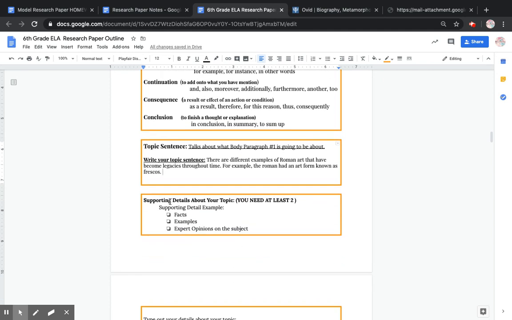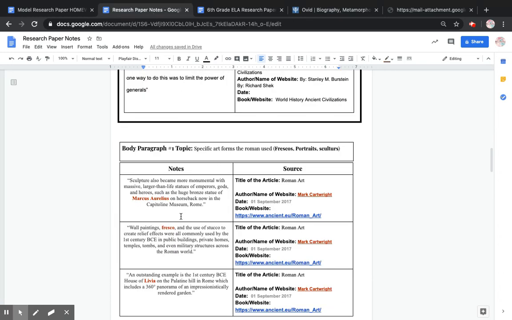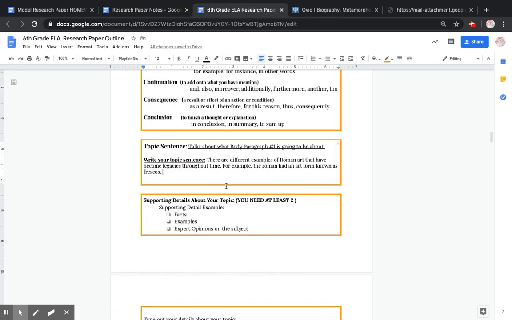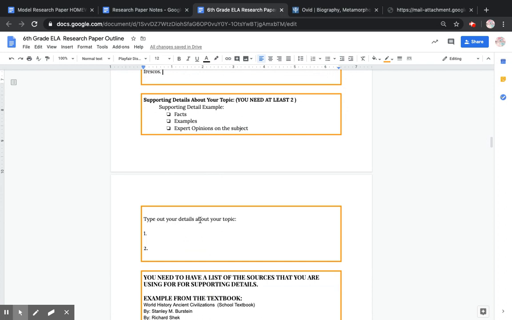So here you need supporting details about your topic. So you need at least 2. So since I'm going to talk about frescoes and sculptures, I can talk about both of those things, and I have already notes on my research paper notes form about the art sources that I want to use. So what I can do is I can look at this. So I need 2 details about my topic, so I can use facts, examples, experts' opinions on the subject.